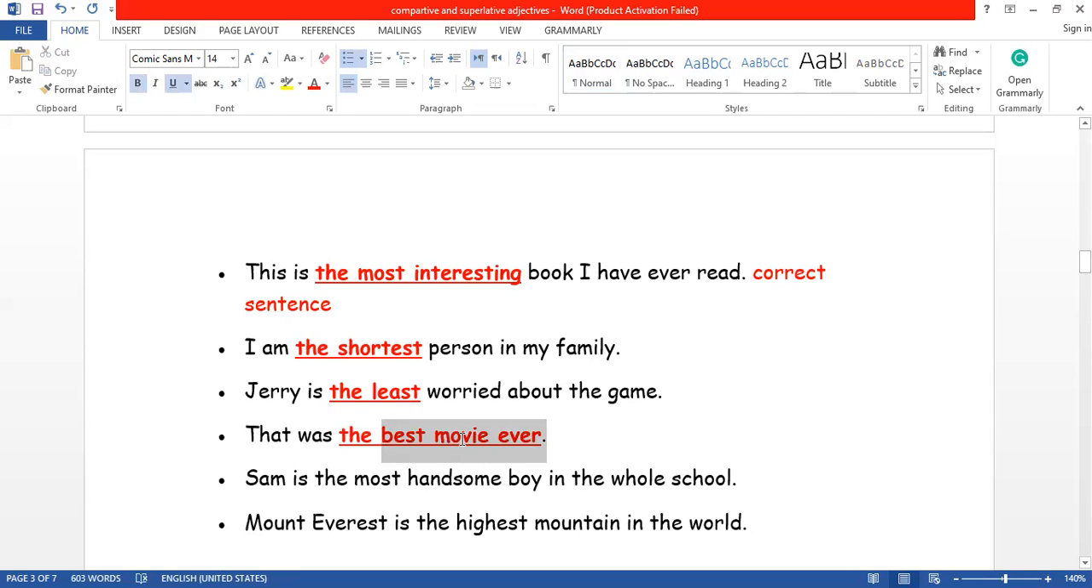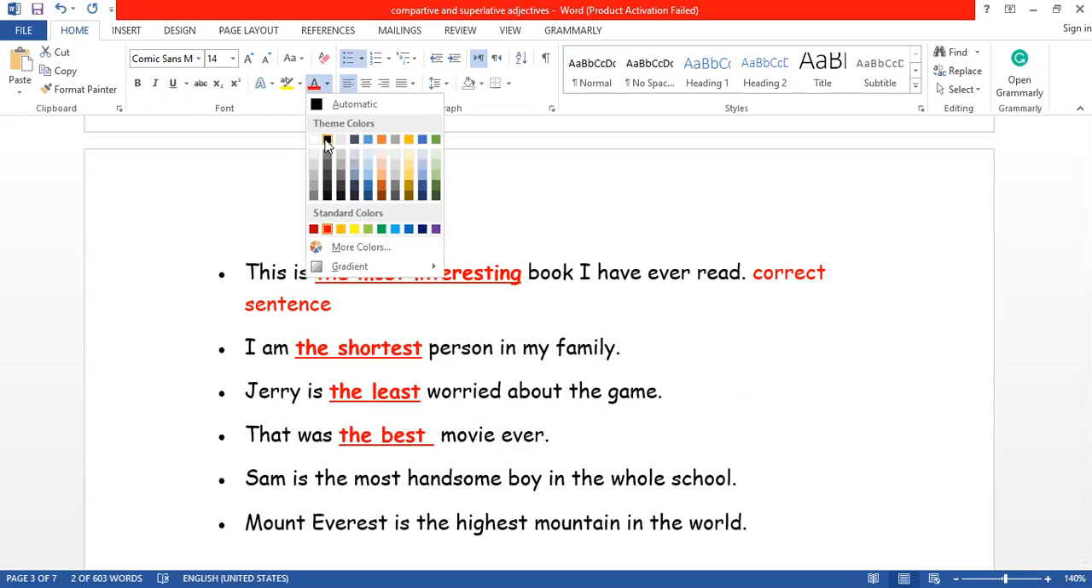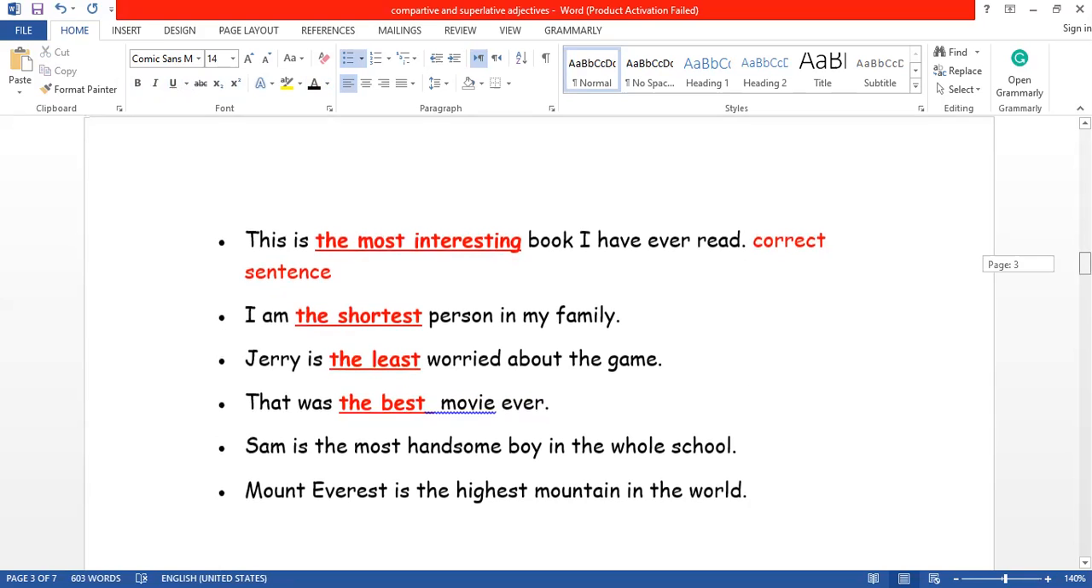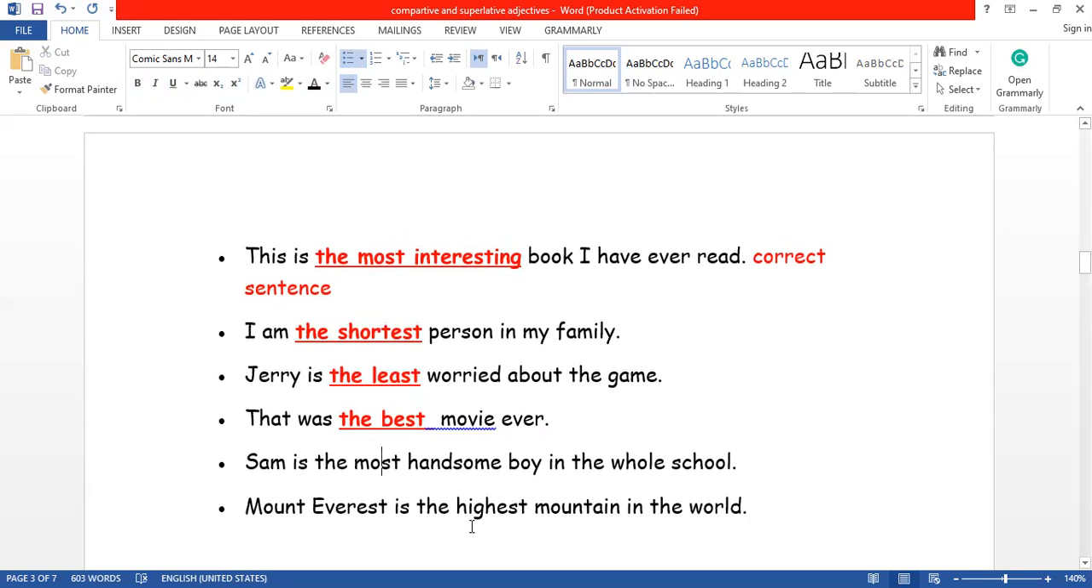So the best here is an irregular adjective. And you're going to know at the end of our class what is the difference between a regular adjective and an irregular adjective. Okay, so next example, Sam is the most handsome. The most handsome.